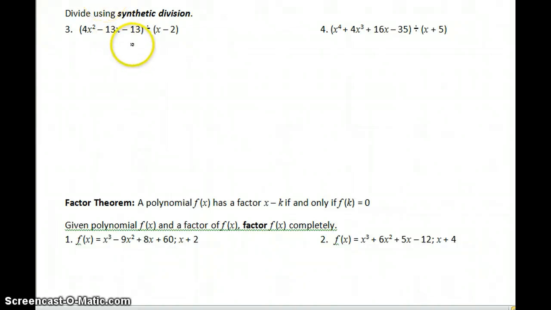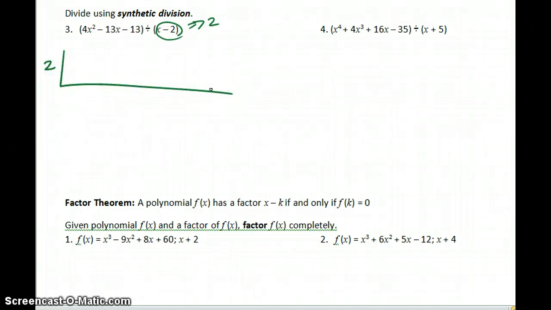The only thing that we have to think about for this problem is this x minus 2 when we divide. You know when we're doing long division how we have to change signs? Well, now you only need to do it once. And so this now becomes a positive 2 for synthetic division. This changes all the signs at once so you don't have to do it step by step. So this is for negative 13 and negative 13.